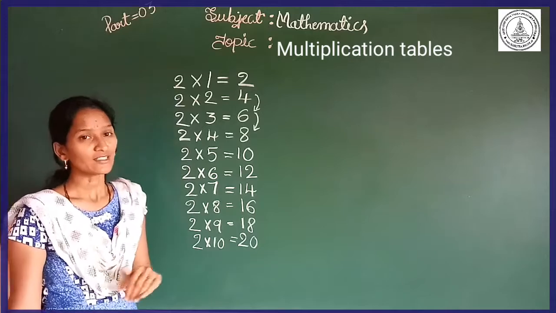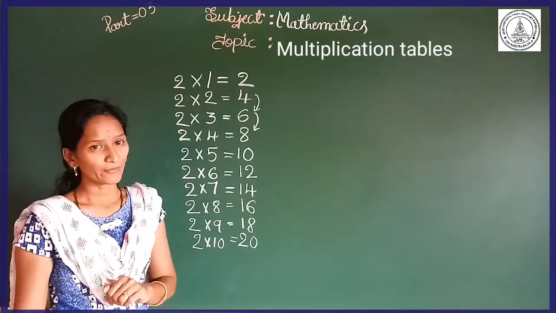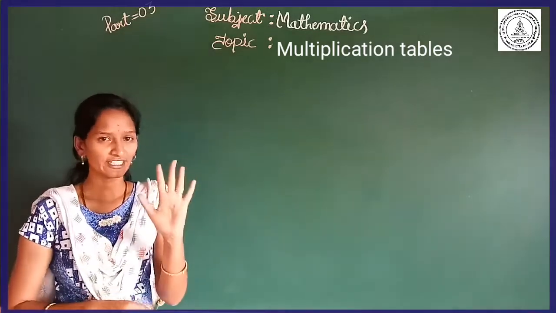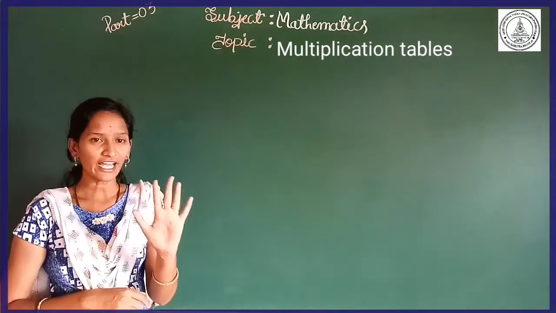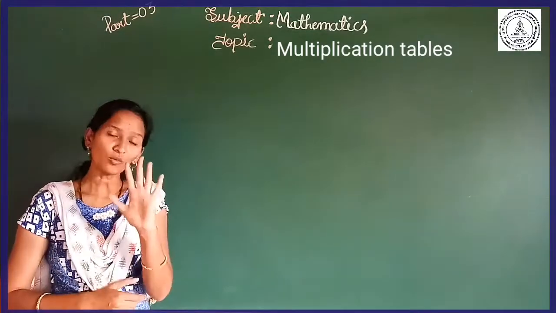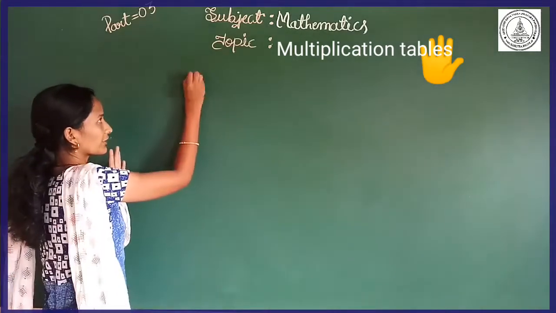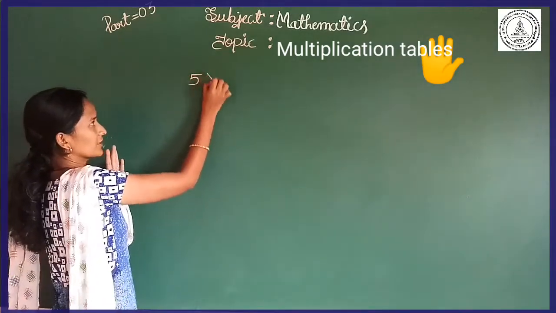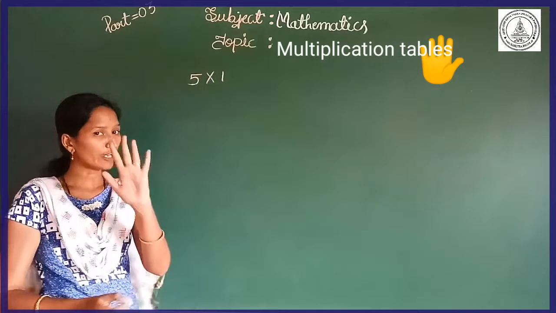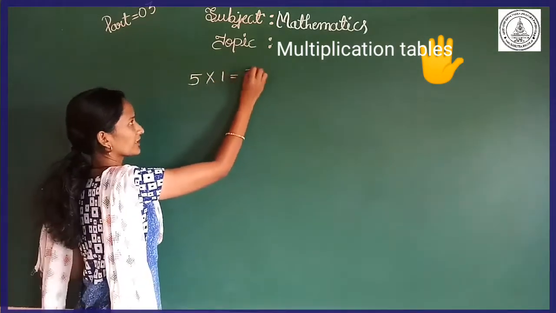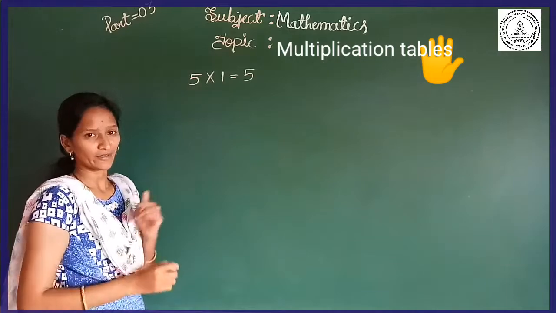So now come to the multiplication table of 5. Students, look here, it is a hand, right? So in one hand, how many fingers are there? 5 fingers, right? The number of fingers is 5 here. It is for only one hand. So the number of fingers is equal to 5.